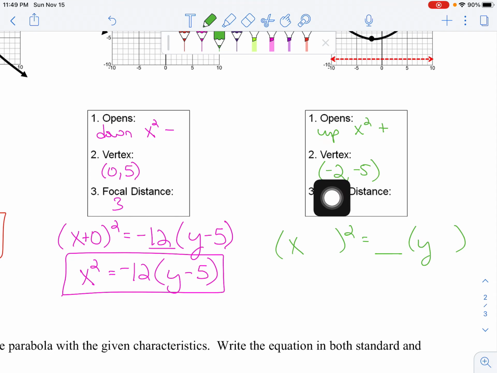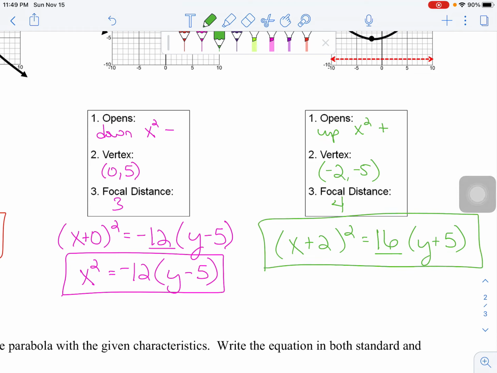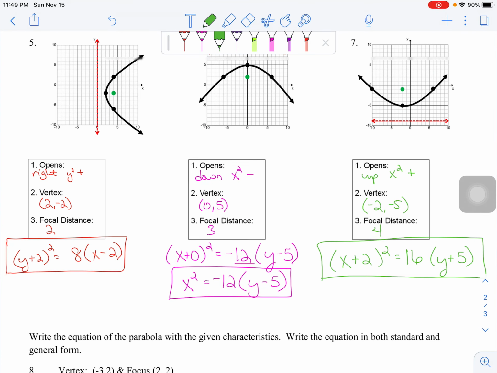So let's go ahead and pull apart that vertex. So positive 2 with x, positive 5 with y. So plus 2, plus 5. Take your focal distance of 4, multiply it times 4. So it's going to be 16. And that is absolutely fine. All right. I suppose I could get rid of the line underneath the 16. It's unneeded, but it's fine. All right. So that's how you can take an equation or create an equation from a graph.